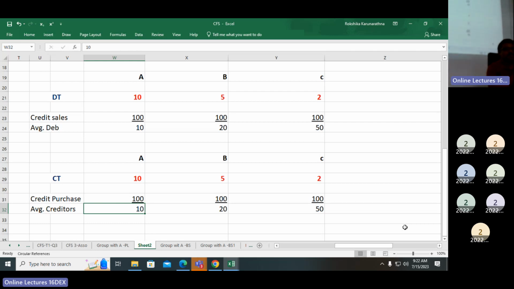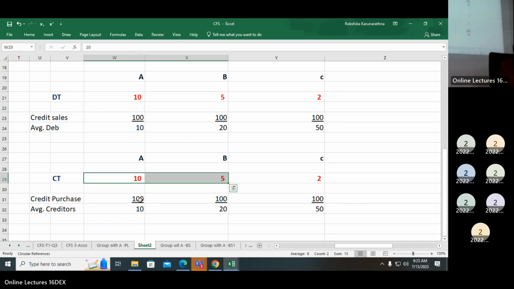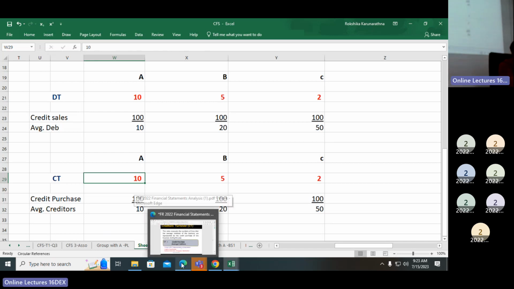That is favorable. So is a creditors turnover increase favorable or unfavorable? When creditors decrease, the turnover increases. A turnover increase is unfavorable. Right? So creditors turnover increase is unfavorable, decrease is favorable.